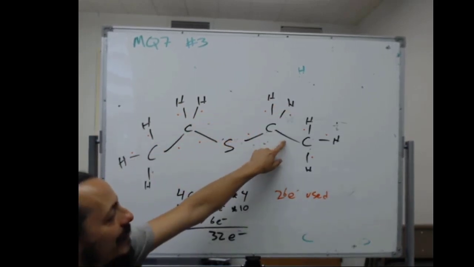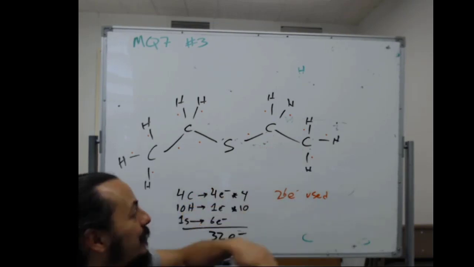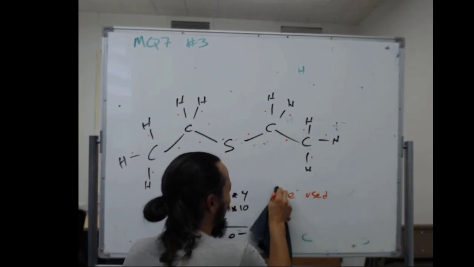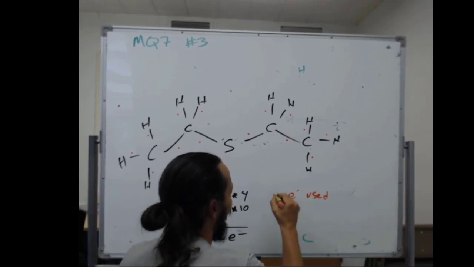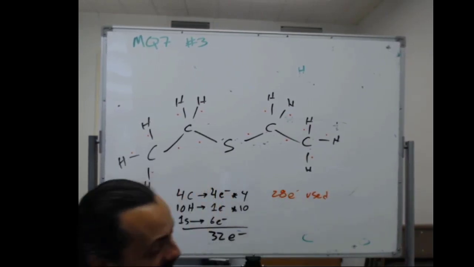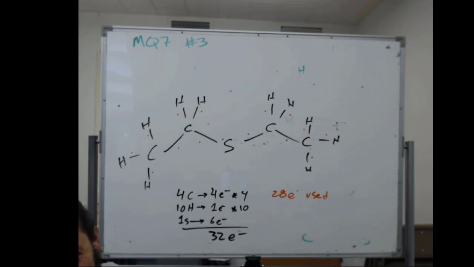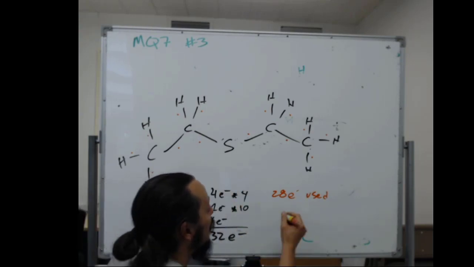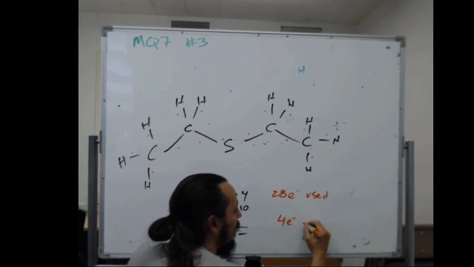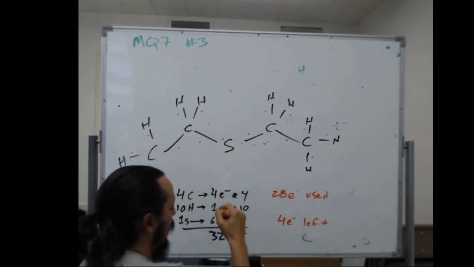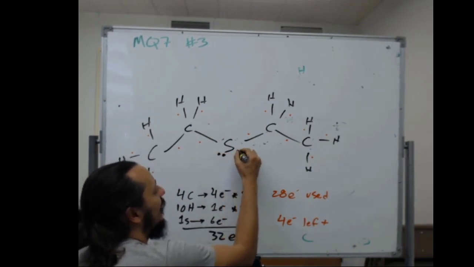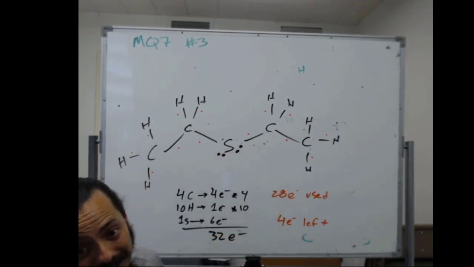Oh, I forgot this bond. You see it doesn't have a dot next to it? I knew something was wrong. I was like, that's not enough. 28 electrons used. I knew what the answer should be, so I knew I missed something. So 28 electrons used, which means 4 electrons left. Which means that sulfur, just like oxygen, is going to have 2 lone pairs.